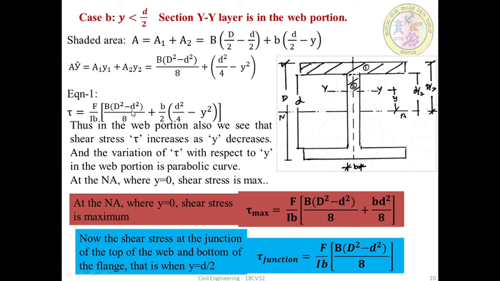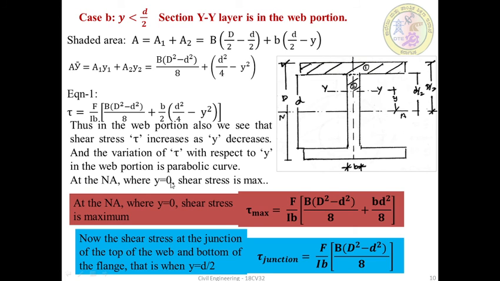So the first part is constant, we already got the value, and the second part is variable between small d by 2 to 0. Its minimum value is 0, and its maximum value is d by 2. Thus in the web portion also we see that shear stress increases as y decreases. Again it is negative here. When y is less, shear stress will be more. When y is maximum, shear stress will be 0. And the variation of tau with respect to y in the web portion is also a parabolic curve.